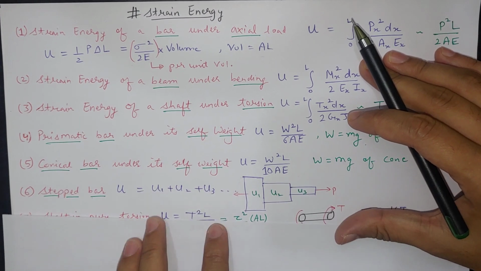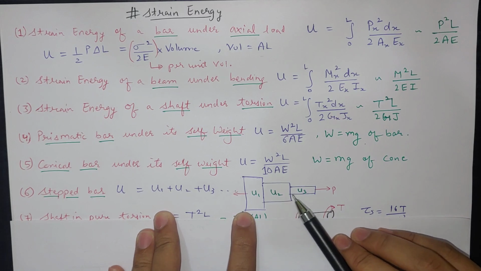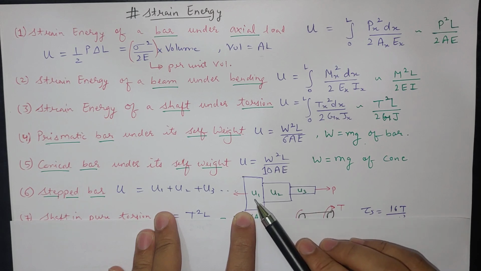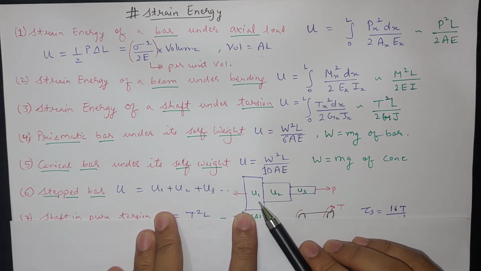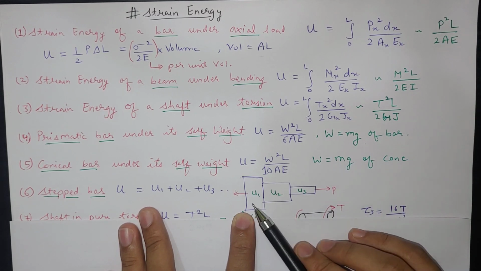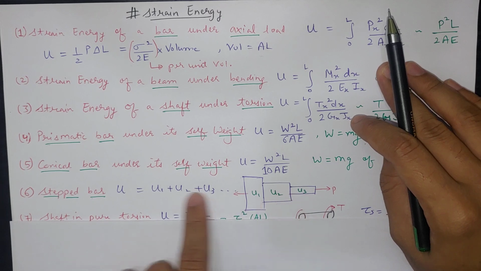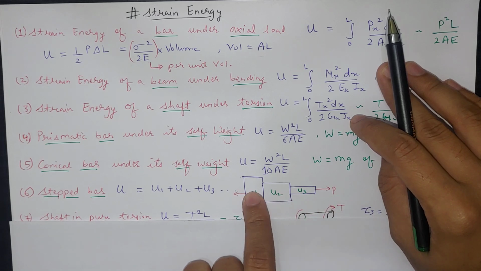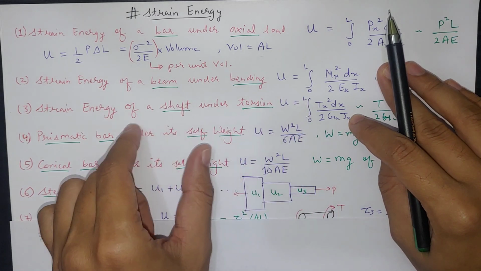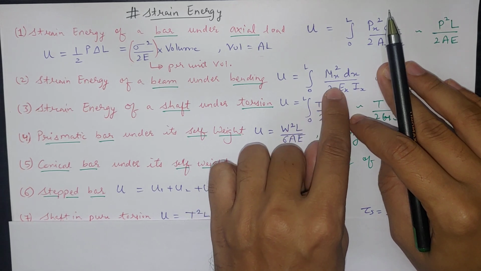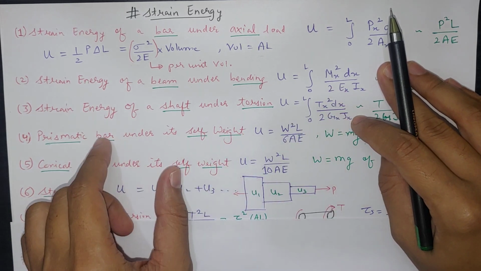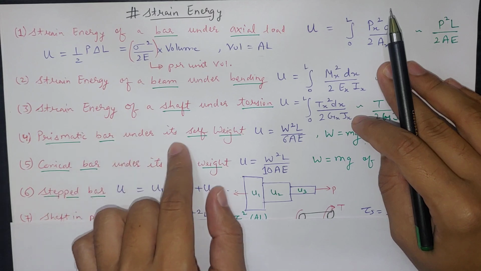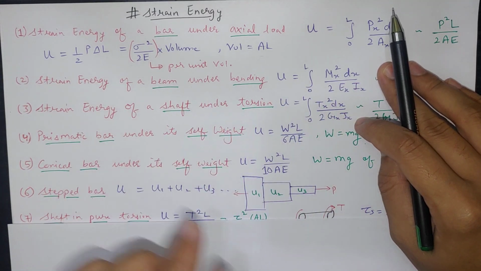Now in a stepped bar, there are multiple bars, and we have to individually calculate the strain energy first: U1, U2, U3. If the load is changing, the area is changing, or the material is changing, we calculate from this formula for all these different bars, and then simply add them. That will be the total strain energy of the material. Similarly, if there is a beam with different lengths and varying moment, we can calculate for the first section, second section, third section, individually if there is a moment or material variation, and then directly add them.